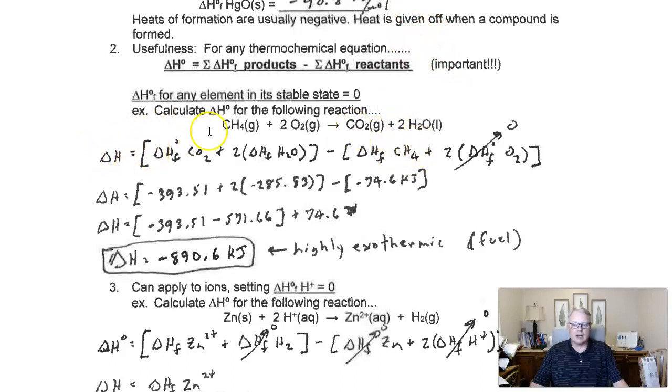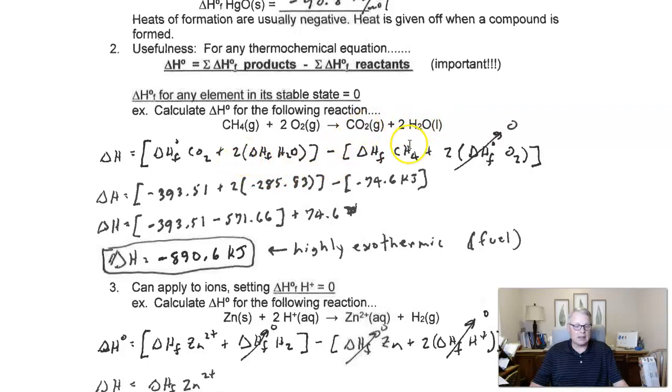Here's how we're going to start it out. Sum of the heats of formation of my products. So where are my products? Well, that would be the CO2, and that would be the water. We're going to look up the heat of formation for the CO2 in the back of the book and write it down. Plus, we're going to look up the heat of formation for liquid water, not gaseous water, not solid water, but liquid water. And we're going to multiply that by 2.